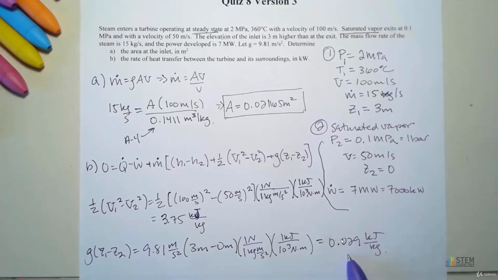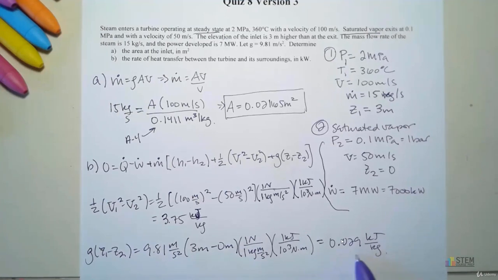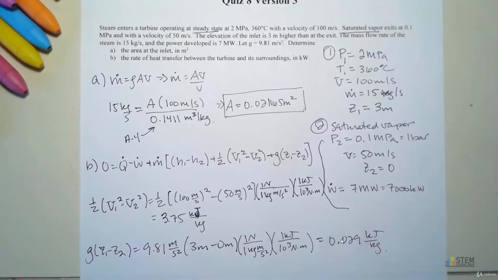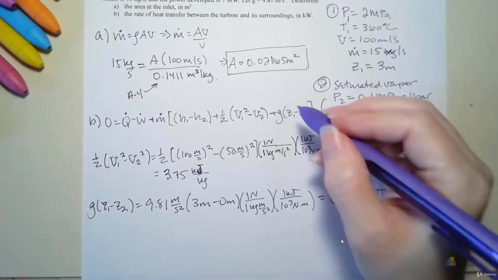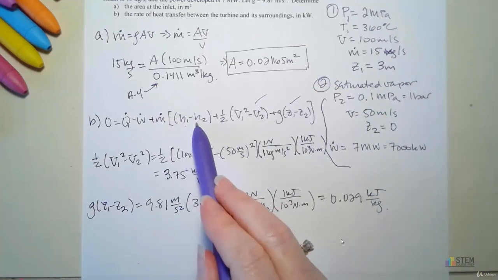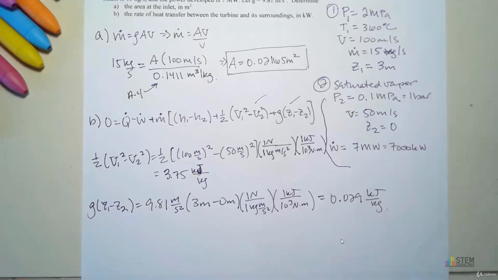And you can see with these small elevation changes, this term here is pretty small. All right, so that's why a lot of the times we just leave it out, because you have to have a pretty significant elevation change in order for it to make a big difference. All right, so now this is done, this is done. H1 values, those are from the tables. We'll plug those in when we write out the equation.